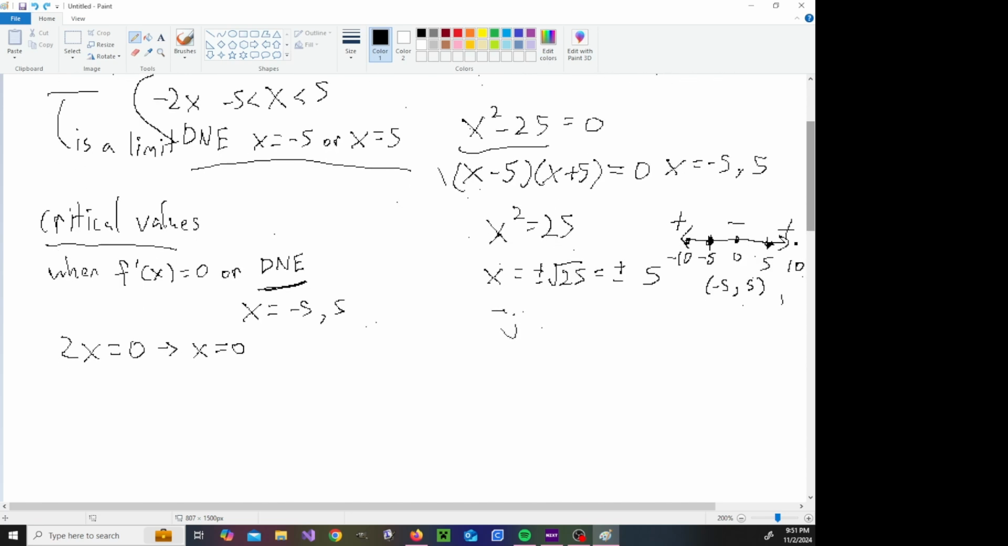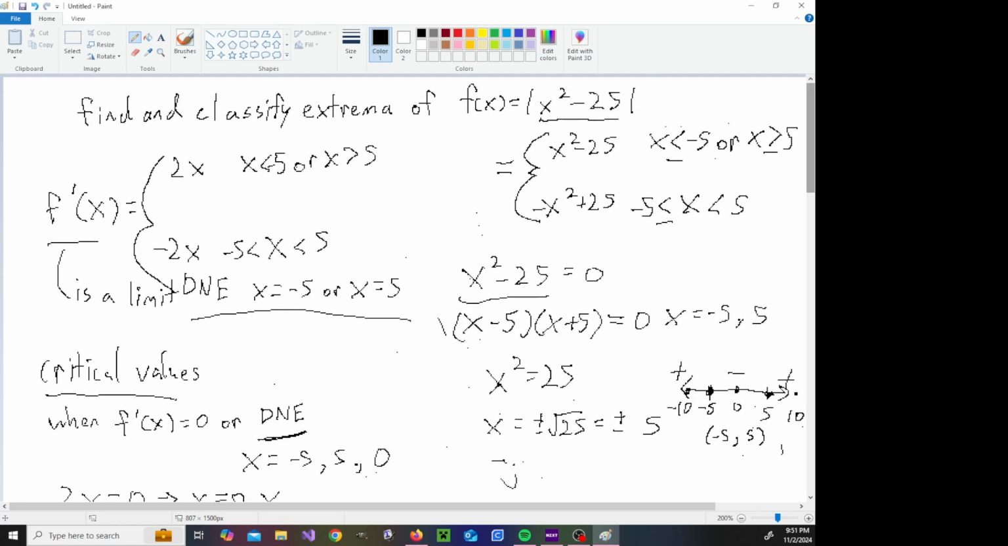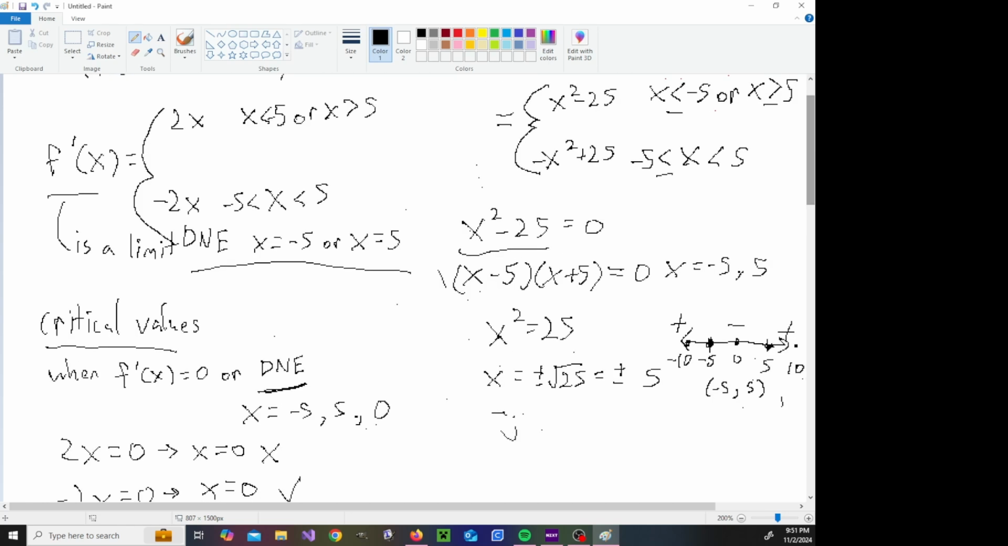So we move on. When is the second piece equal to 0? -2x equals 0. Well, hey, that also leads to a result of x equals 0. Does that happen in this interval? Yes, it does. So we do genuinely get a critical value when x is equal to 0. But we want to be careful which piece we are actually looking at.